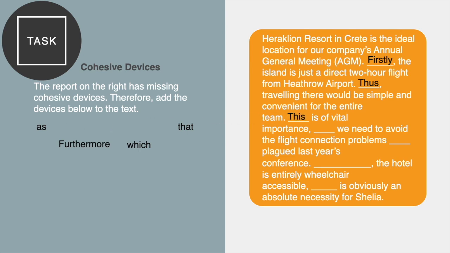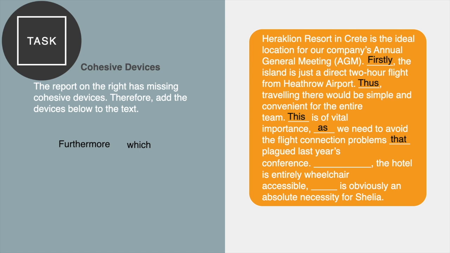This. Now this is a pronoun. It is used to link a person, thing, or an idea in this case. Now, the advantage of using these is that you do not have to repeat the same subject over and over again. As. Now, this is a conjunction, and it is used to link clauses together. In this case, as means because.